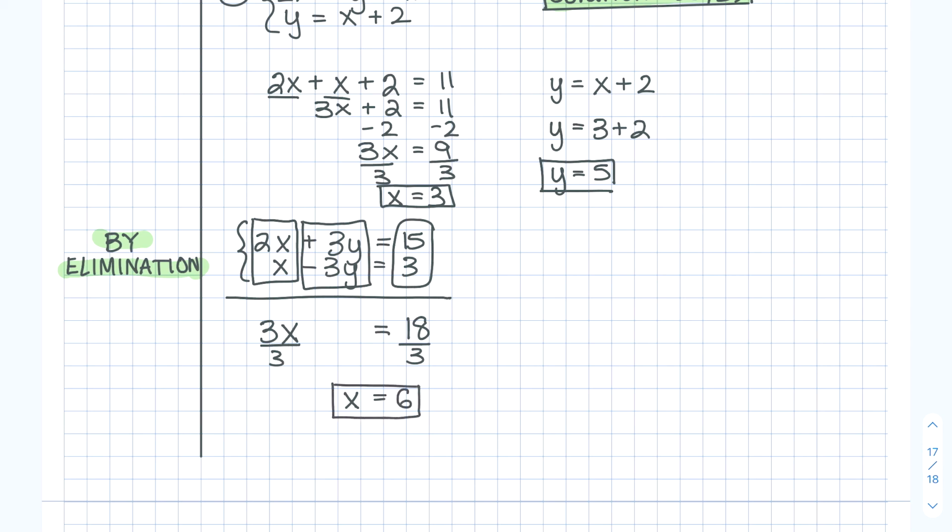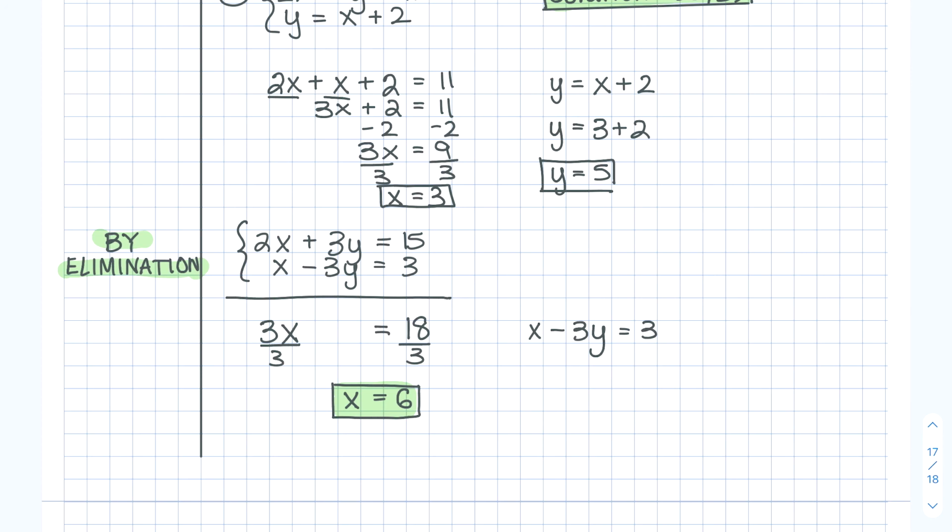Just like that. You literally just combine all your like terms, which eliminates one of your terms, and then you just solve your equation. Done. However, don't forget, that's not enough. We still need our y value. So I'm going to take the x equals 6, and I'm going to plug it into any other equation that I want. I'm going to plug it into the second one.